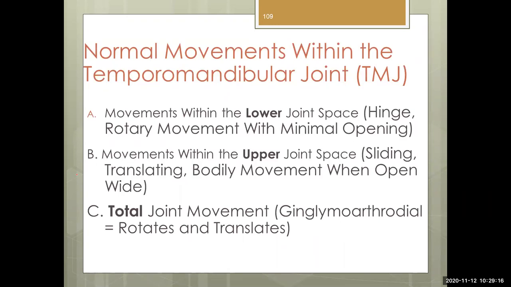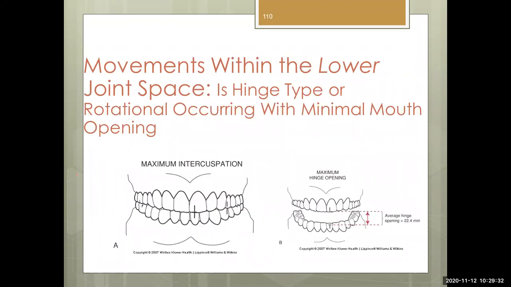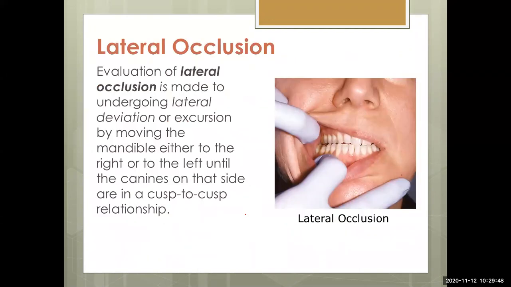So we're asking the patient to move that mandible, okay? Bring it forward edge to edge, bring it side to side, canine to canine. So as that jaw moves, because that TMJ is a hinge type of joint, you're going to be looking at those movements. And we are looking at it more for the wear facets. All right. All we're doing is making sure that the teeth aren't touching.